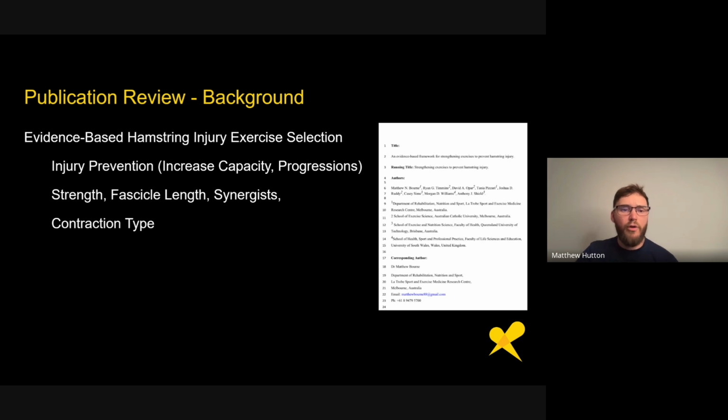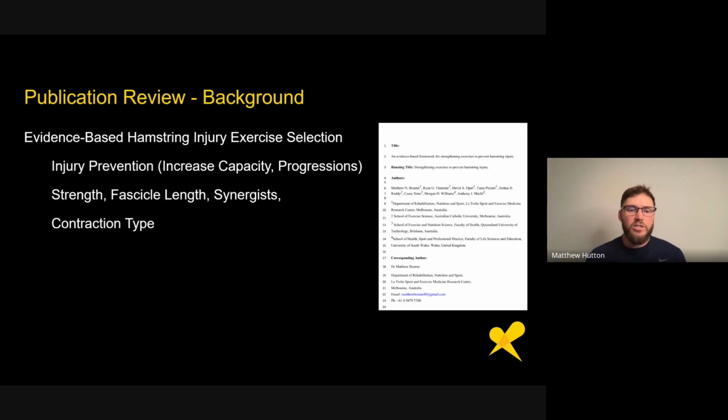Yeah, so the overview of the paper, the gist of it is they were trying to find the exercises that matched with the most important variables that prevented the most hamstring injuries. And so some of the things that they were kind of considering, going back to the macro, it was definitely an injury prevention study. And so this was focused on increasing capacity, trying to progress exercises to make them difficult, but then also trying to create those adaptations.